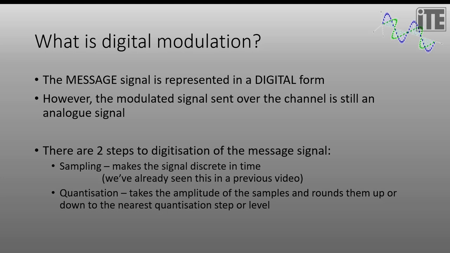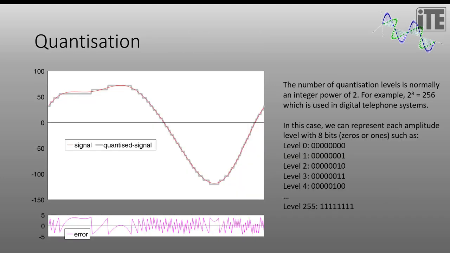The second step to create a digital form of the message signal is quantization. Nothing to do with Qantas. It takes the amplitude of the samples and rounds them up or down to the nearest quantization step or level. Let's have a look how that looks here on a graph. The red line here is our original message signal, and the grey line is our quantized signal, and you can see it consists of lots of little steps.